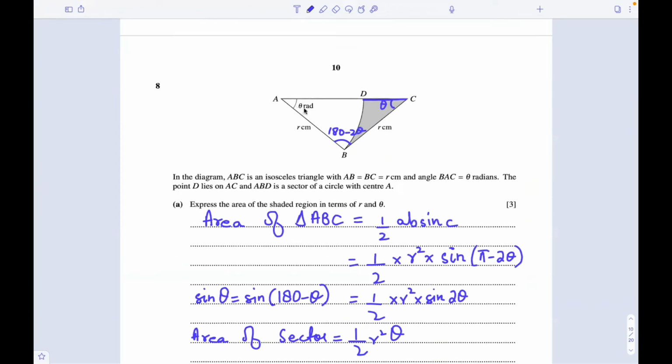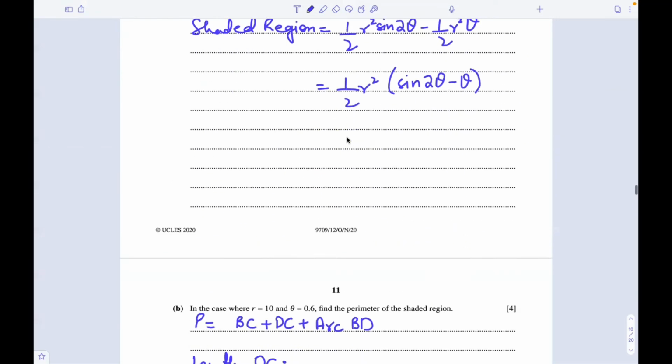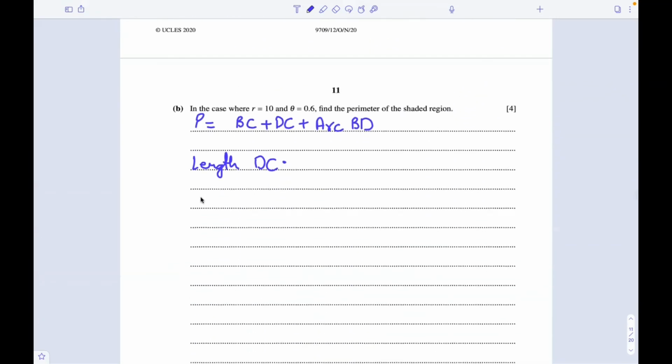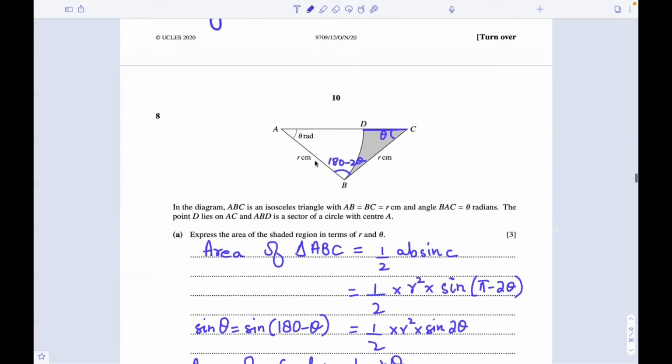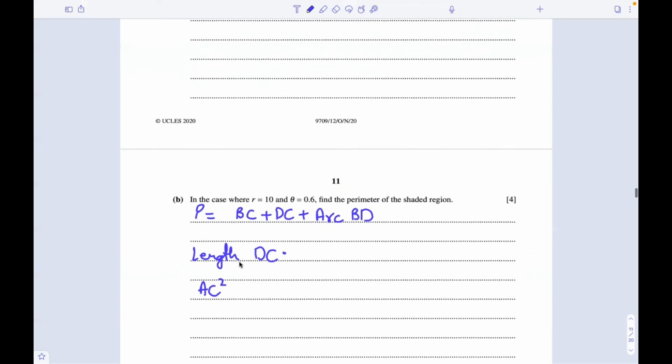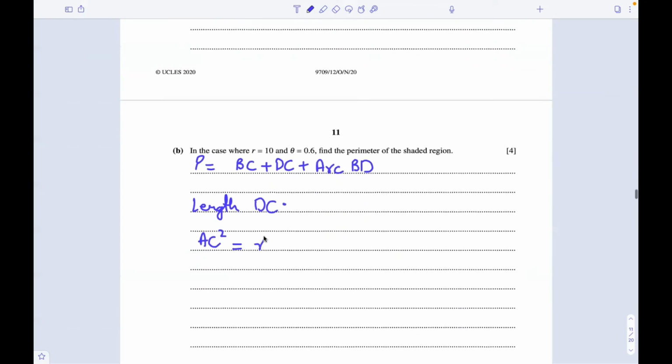if we find the total length of AC and subtract the length of AD, we will be able to find the length of DC. So the total length of AC we can find by using the cosine rule. So we can write AC square. Now as we have the two lengths and the angle between them, let's say this is AC. So we write AC square is equal to r square plus r square minus 2 times r square cos of pi minus 2 theta.